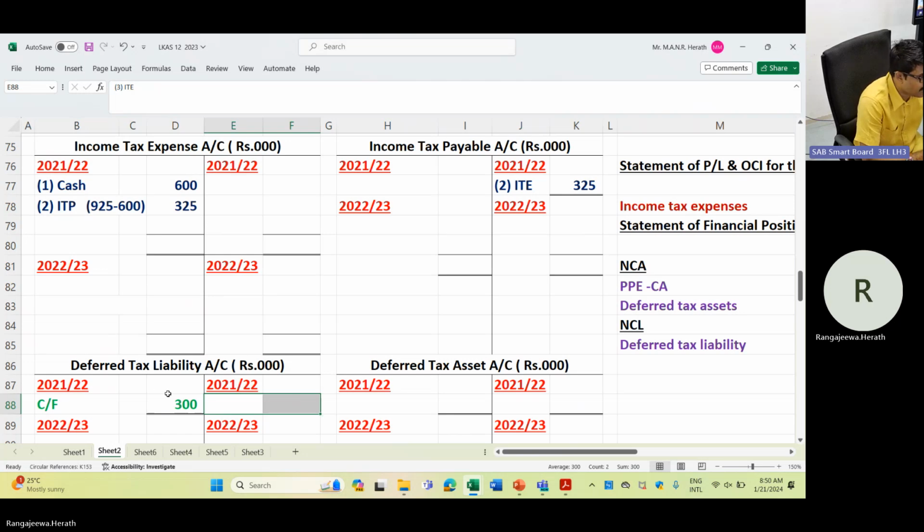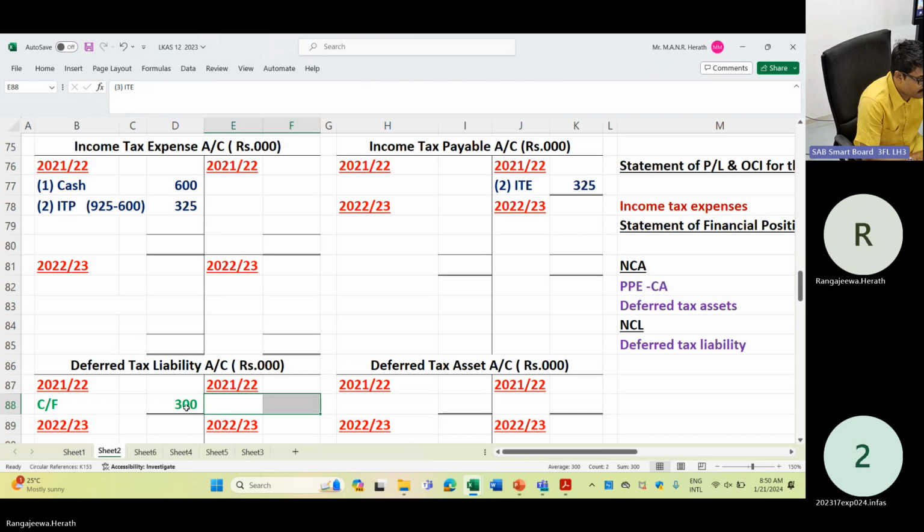You know that there is no opening balance. Now we have a balance carried forward of 300 to next year. Then carried forward, brought forward 300. That means during the year we create the carry forward balance.